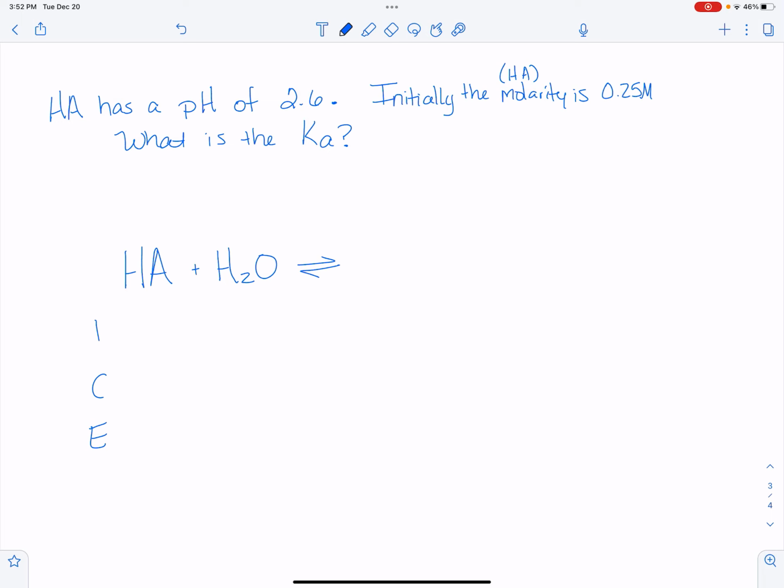So keep in mind that we're not really doing new information. We're just building on information you've already done. We're putting two things together. We're putting together ice charts with pH. So it's just a few extra little steps.